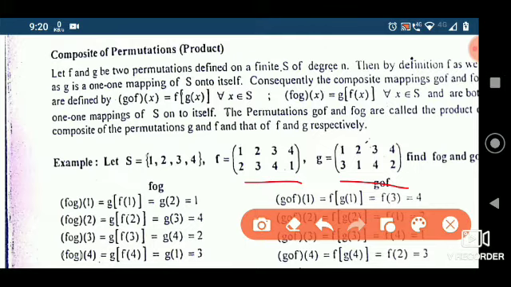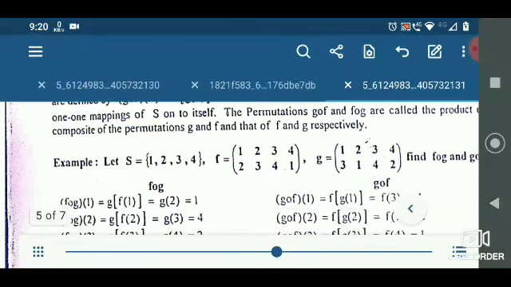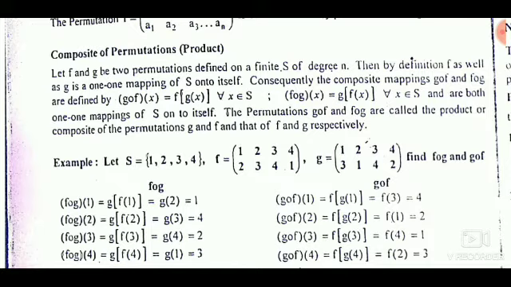That's what they show here. So here let f and g be two permutations defined on a finite set S. So S should be the same. If S is different, you cannot multiply. Of degree n, then by definition f as well as g is a 1-1 mapping of S onto itself. Consequently, the composite mappings g composite f and f composite g are defined by g composite f of x.